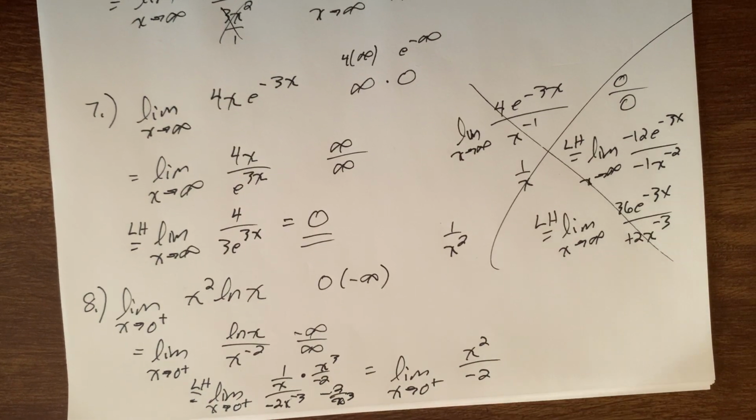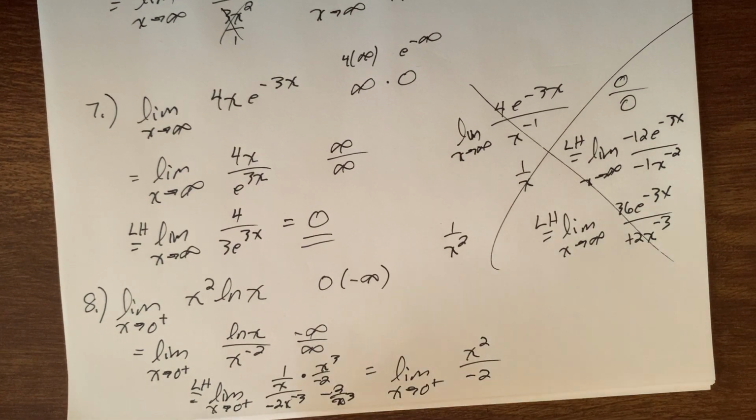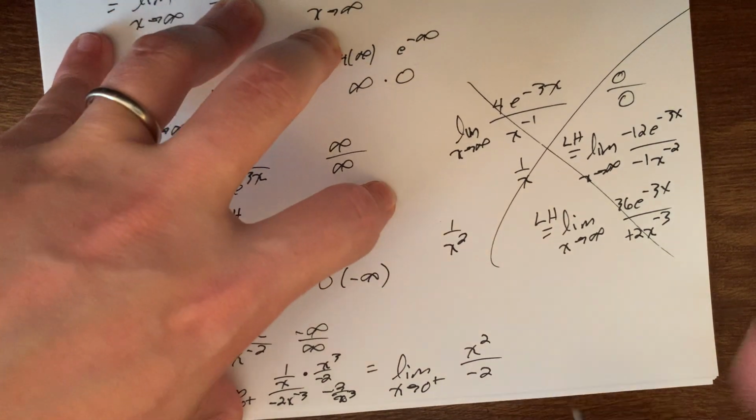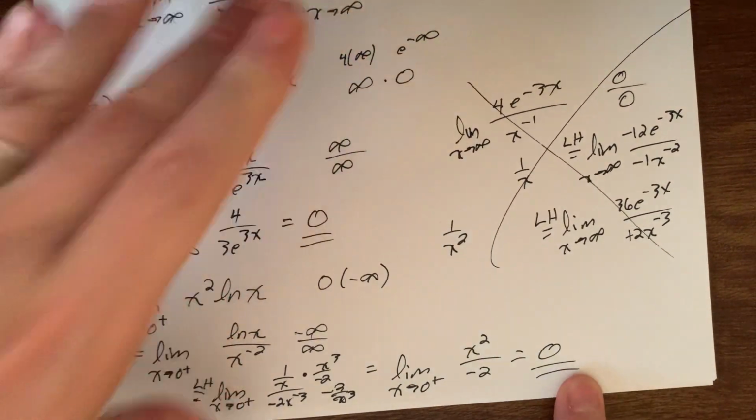And like we saw, things cleaned up. I didn't just apply L'Hopital's rule and get a royal mess. It looked messy, but by actually taking a moment and doing some algebra, this cleaned up pretty nicely. Feels like L'Hopital's rule got us to a better spot, but I know that for sure when I plug in, 0 squared over negative 2 is 0.